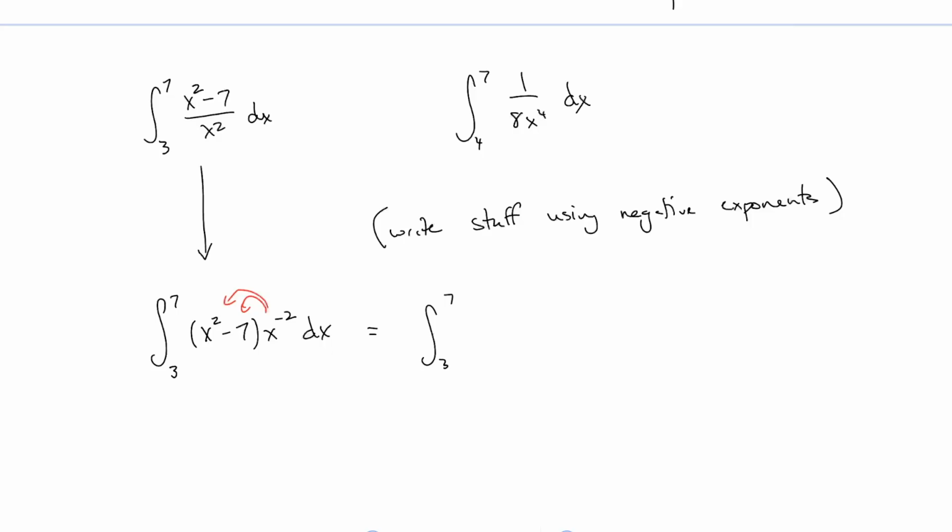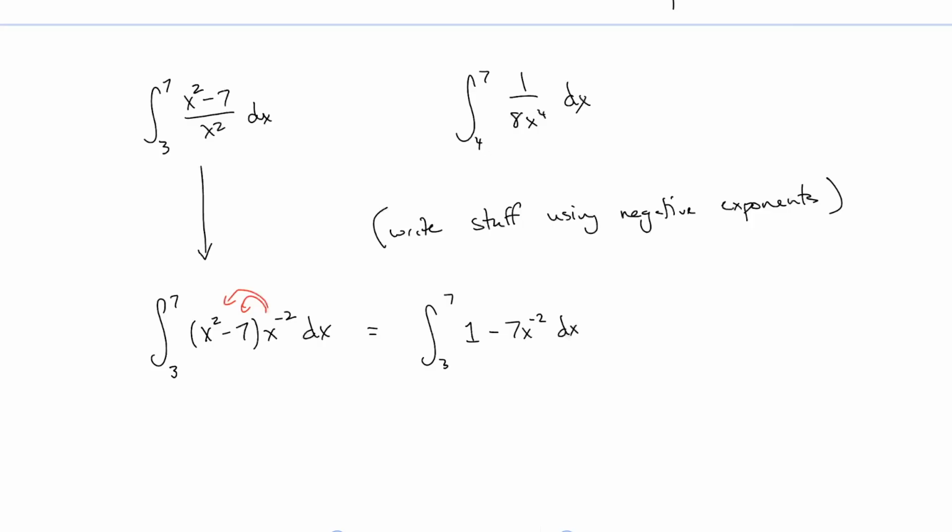And when we multiply, we should be adding the exponents. So it's going to be x squared times x to the negative 2. Those add to give me x to the 0, which is just 1. And then minus 7x to the minus 2. Right? This is the end of sort of the tricks which are involved, right? All of this was just trying to write this into a format which is convenient to do the integral. And now I can do my usual integration tricks on this.